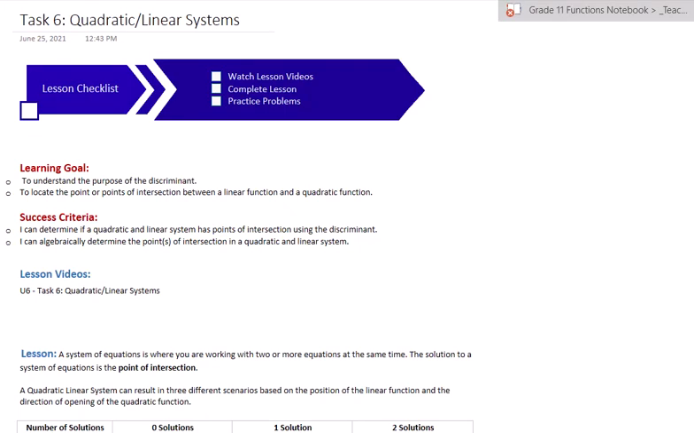This lesson will cover quadratic linear systems. The learning goal is to understand the purpose of the discriminant and to locate the points of intersection between a linear function and a quadratic function. The success criteria is you can determine if a quadratic and linear system has points of intersection using the discriminant, and you can algebraically determine the points of intersection in a quadratic and linear system.